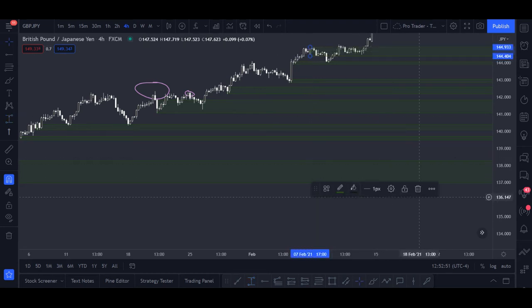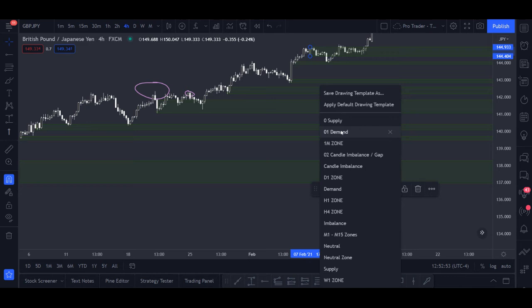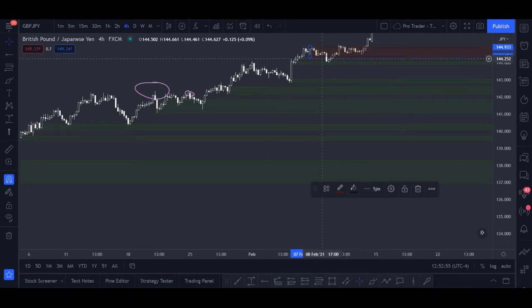So now we have another demand zone, another supply zone that was created. Price came down and it respected this demand zone, breached this supply zone. Came down and it broke it. So that is the uptrend.